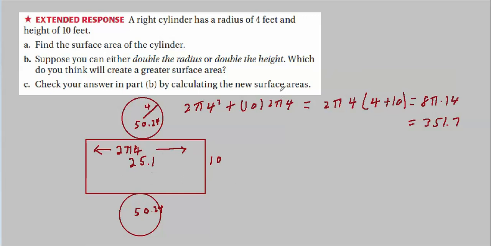To get the whole thing, if we don't want to do it separately, we can pull out a 2 pi 4. We've got 2 pi 4 here and 2 pi 4 times 4, right? Because that's 4 squared. So we can pull it out and write 2 pi 4 times 4 plus 10, which is 8 pi times 14, 351.7. That's what you get if you take this, and we should get about 251 here for this area, and each of these is about 50.24.